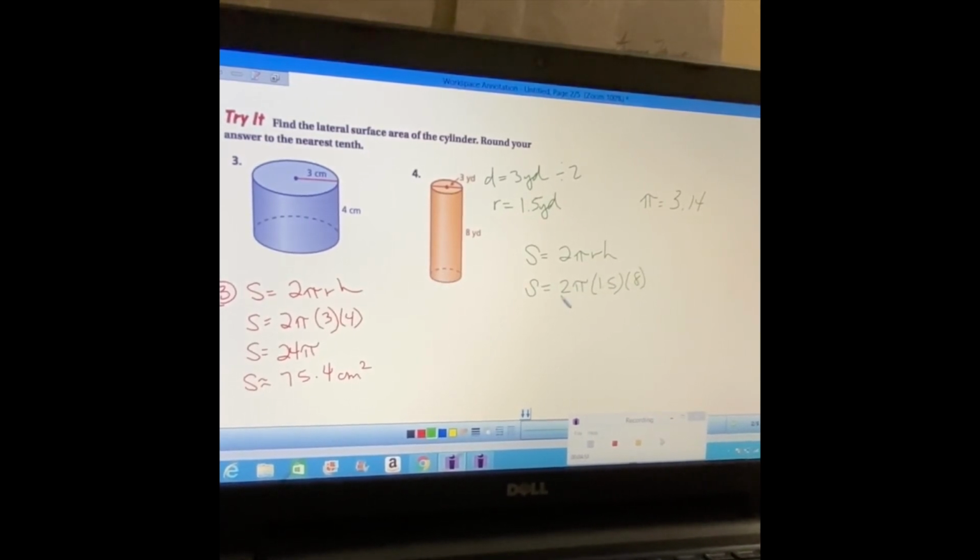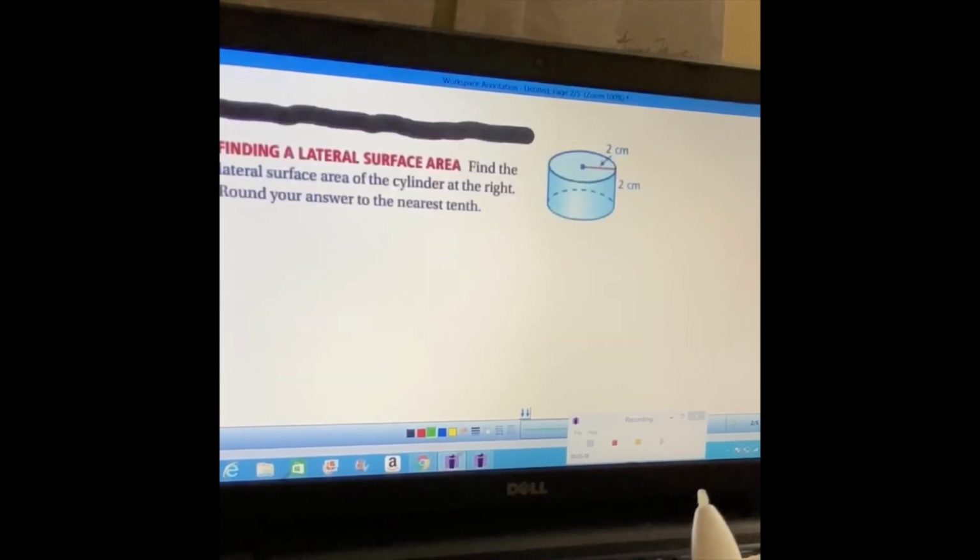Now this one I'm going to multiply a little bit differently because I know 2 times 1.5 is going to give me 3, and 3 times 8 is going to give me 24, and 24 times pi is going to give me about, sorry, I should have done the squiggles, 75.4 yards squared. So these two, we ended up with the same answer. They had the same lateral surface area, even though one was taller than the other. Okay, let's go on to the next one.